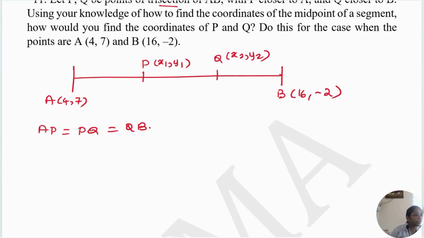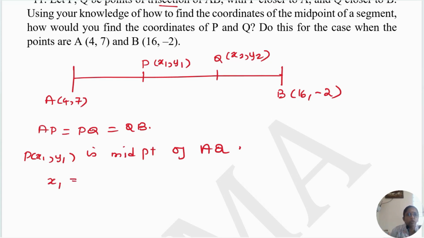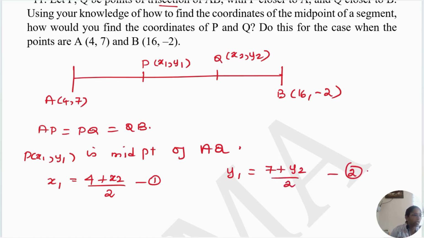So now first you consider your data. P (x1, y1) is the midpoint of AQ. You know the midpoint formula, right? For calculating the x coordinate of P, x1 is equal to 4 plus x2 divided by 2. This is our equation number 1. Similarly, you can calculate y1, which is 7 plus y2 divided by 2. This is equation number 2.